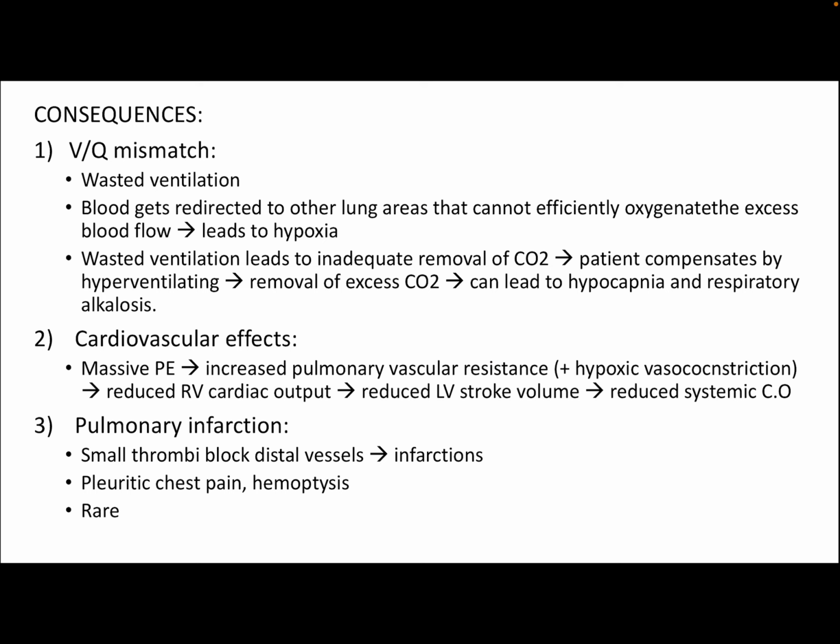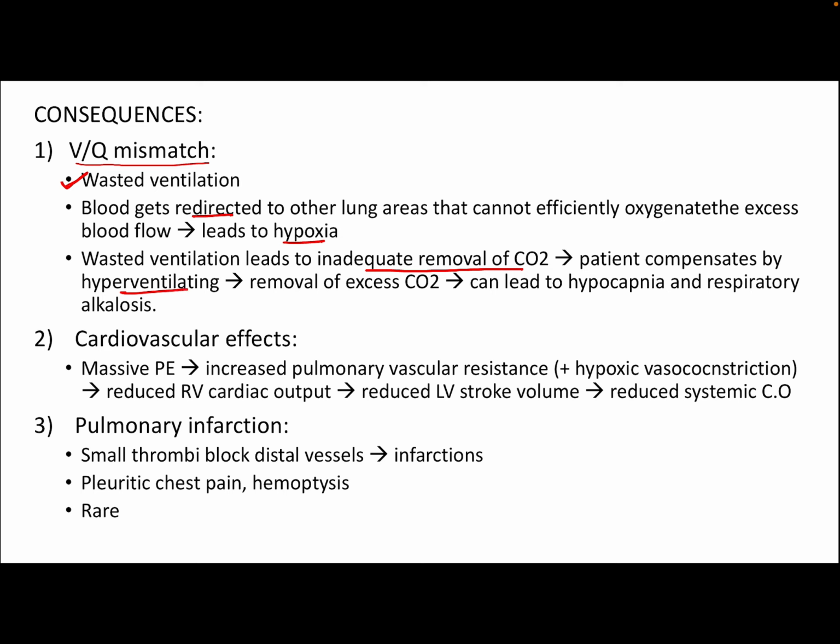Now, consequences of pulmonary embolism. There are three major consequences that can occur. The first being a ventilation perfusion mismatch. What happens in pulmonary embolism is you get wasted ventilation, because the blood, instead of being able to move further because of the thrombus, gets redirected to other areas of the lung. And since more blood goes to the other areas of the lung, those cannot efficiently oxygenate all that extra blood flow, and this can lead to hypoxia. Also, wasted ventilation leads to inadequate removal of carbon dioxide. So the patient tries to compensate for that accumulation of carbon dioxide by hyperventilating.